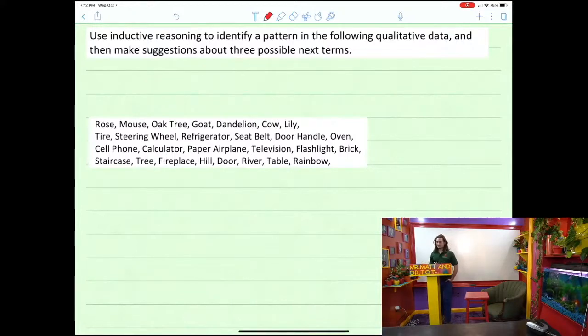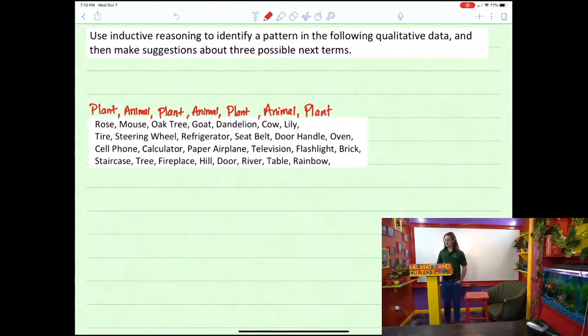Okay, so if we look at the first sequence, we have rose, mouse, oak tree, goat, dandelion, cow, lily. If we try and put these into categories relative to each other, a rose is a kind of plant, specifically a flower, but generally a plant. A mouse is an animal. An oak tree is a type of plant. A goat is a type of animal. A dandelion is a type of plant. A cow is a type of animal. A lily is a type of plant. So you can see that we've established a pattern here, and we can create a rule that this sequence goes in an order of plant, animal, repeating.